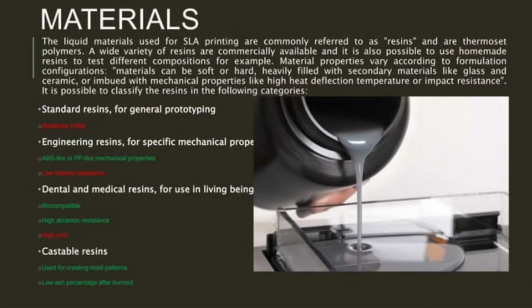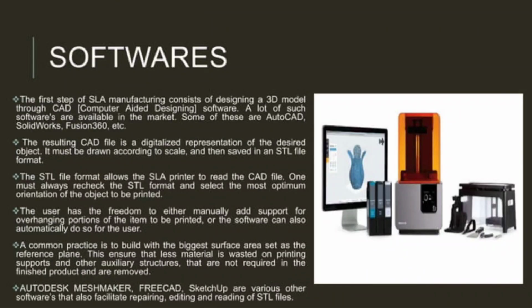The materials used in stereolithography are standard resin for general prototyping, engineering resin for specific material prototyping, dental and medical resins for use on living beings, and castable resins. The software used for the stereolithography process is CAD software: AutoCAD, SolidWorks, Fusion 360, Creo, etc. Using the CAD software, the 3D model can be designed.